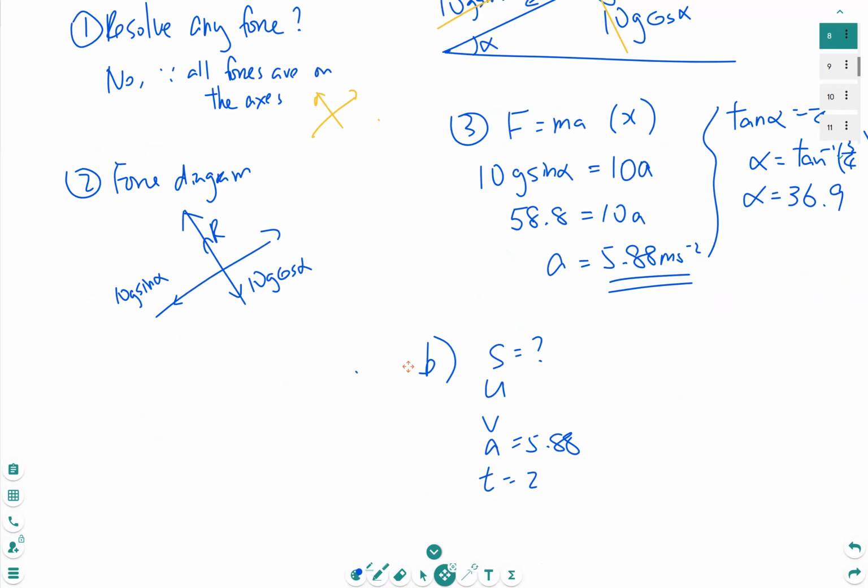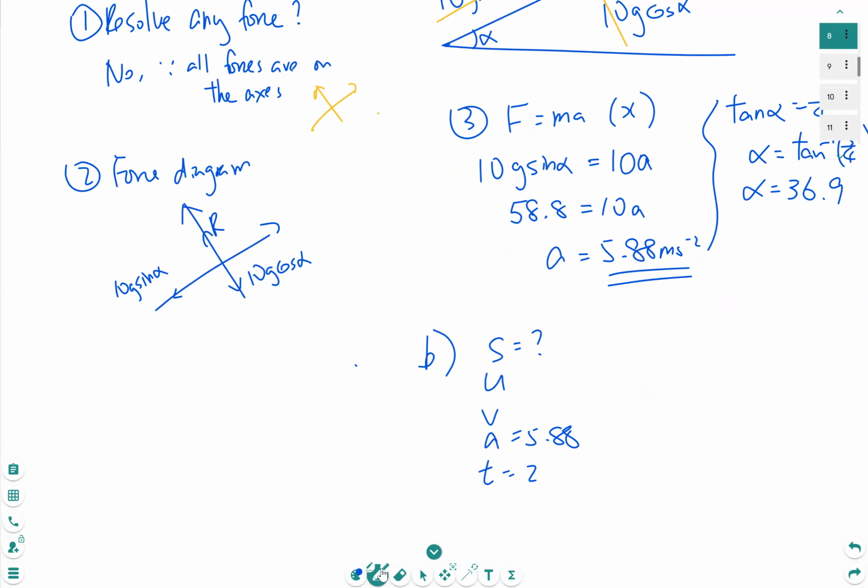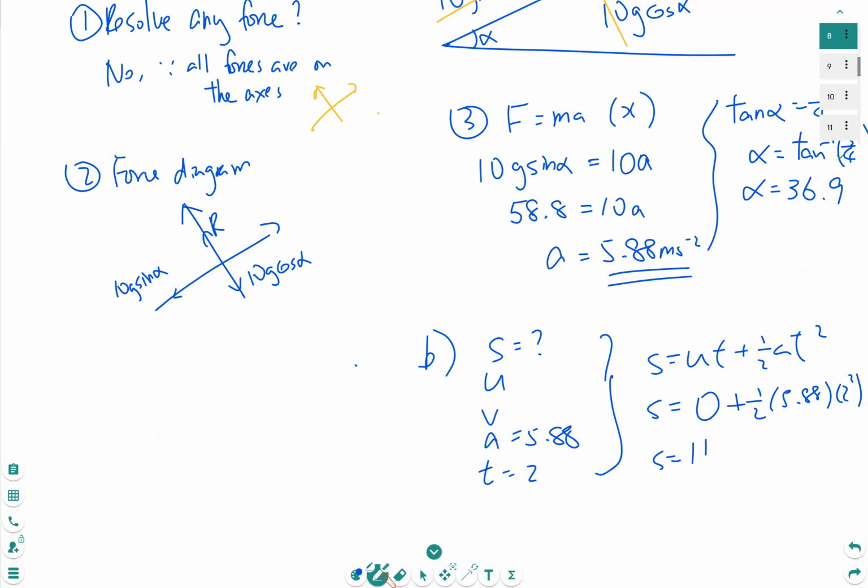Okay, so S equals ut. Yep. So where was I again? Yep. Sorry. So if you remember them, S equals ut plus a half at squared. So S equals 0 plus a half times 5.88 times 2 squared. If you plug it in a calculator, you should get 11.76 meters, which is the final answer.